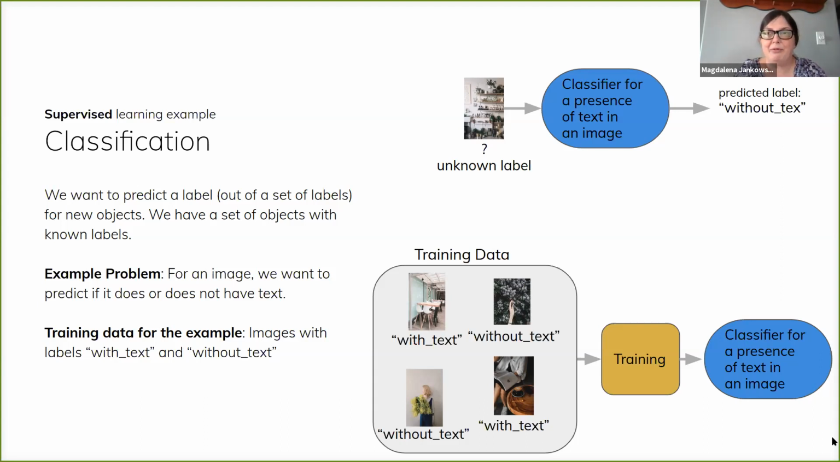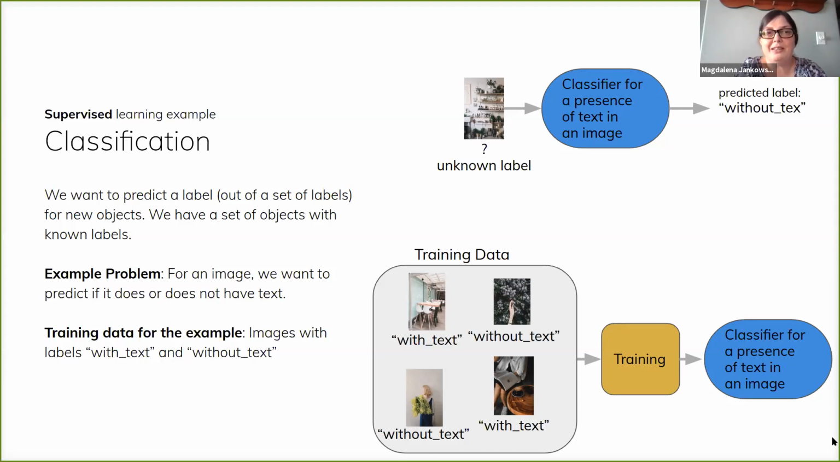Again, real life example here. Let's say for a text, we want to output one of two labels, with text or without text. So we want to recognize whether the image has text or not. So the outputs are labels true, false. And again, supervised learning, we have training data with already known labels. So we have some images with the label with text, some images without text, and based on that, we train our classifier that predicts that.